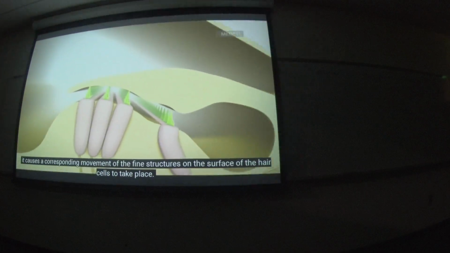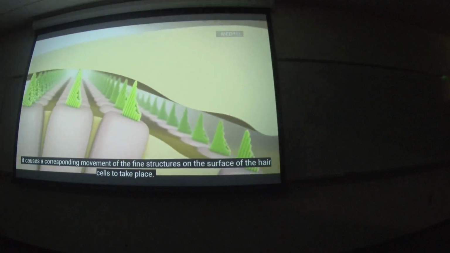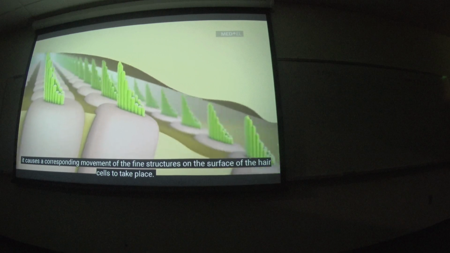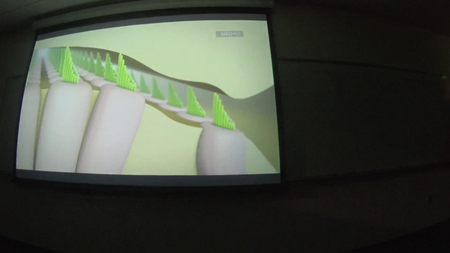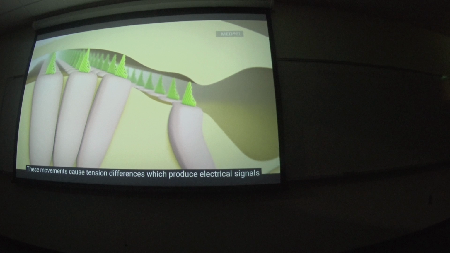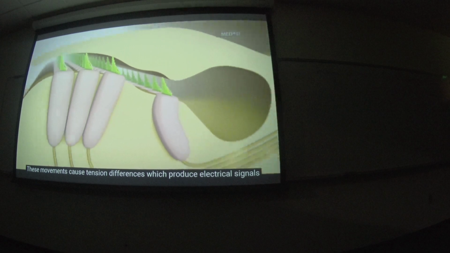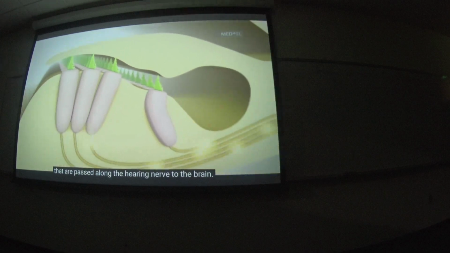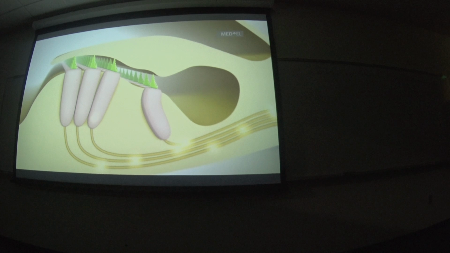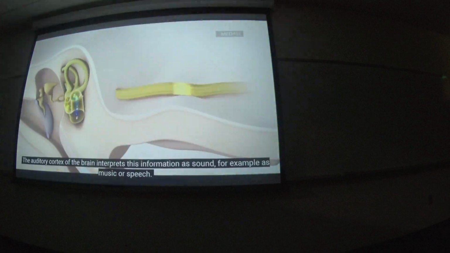As the fluid in the cochlea is set in motion, it causes a corresponding movement of the fine structures on the surface of the hair cells to take place. These movements cause tension differences, which produce electrical signals that are passed along the hearing nerve to the brain. Saladin calls that transduction. That's what that is. The auditory cortex of the brain interprets this information as sound, for example, as music or speech.